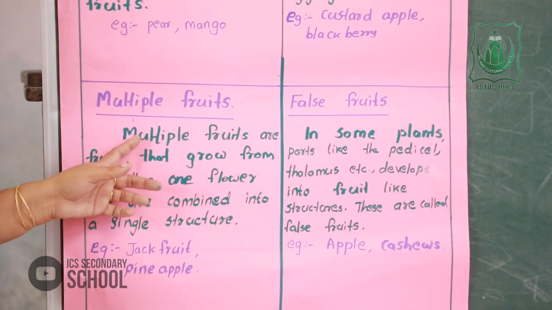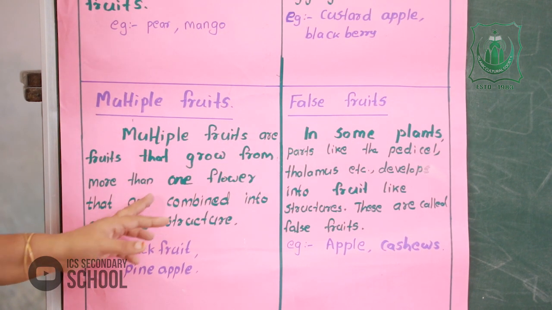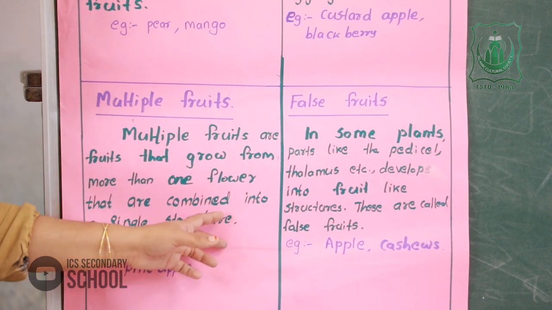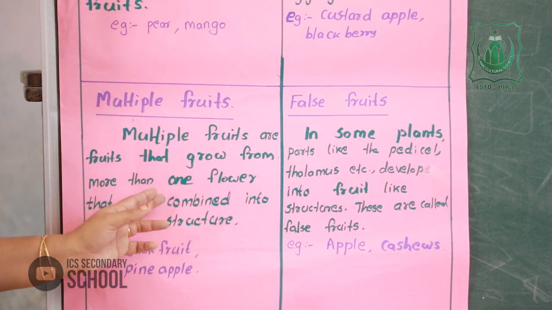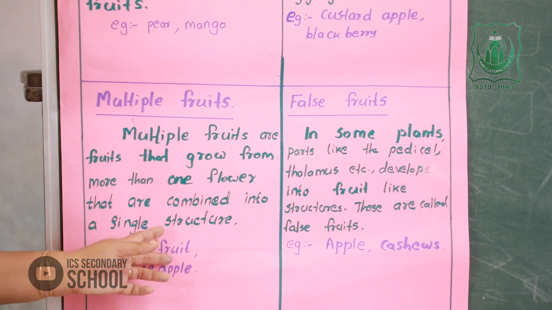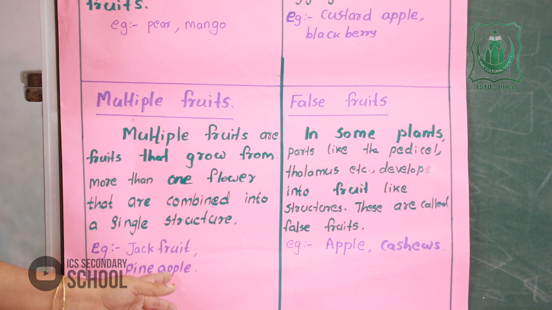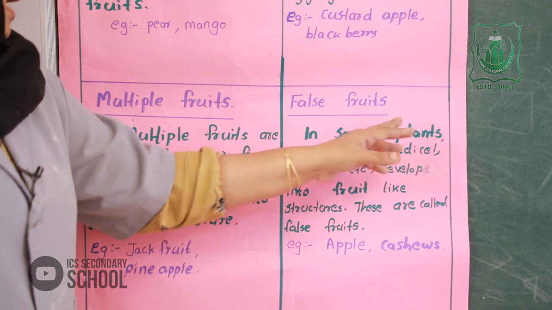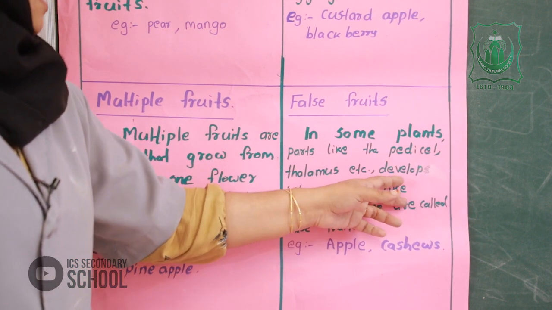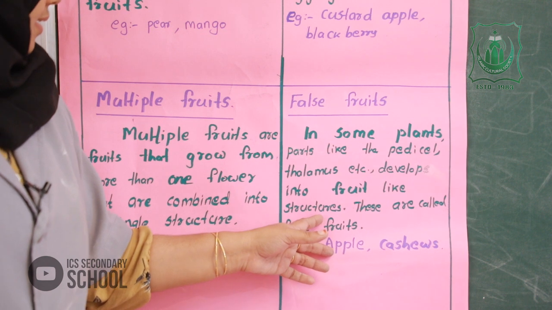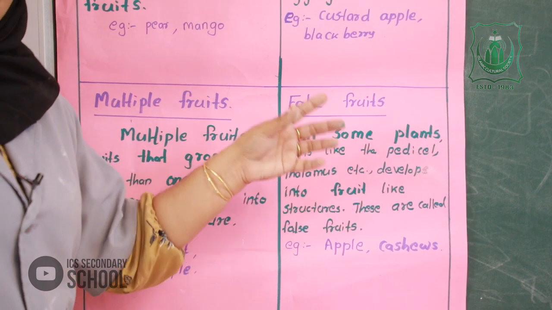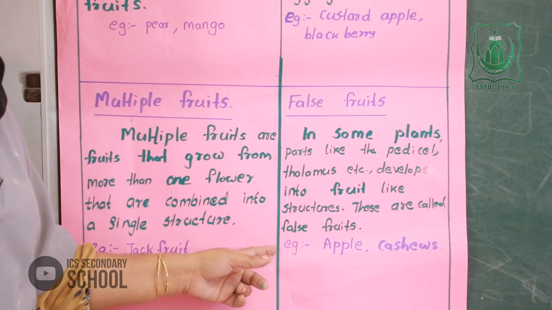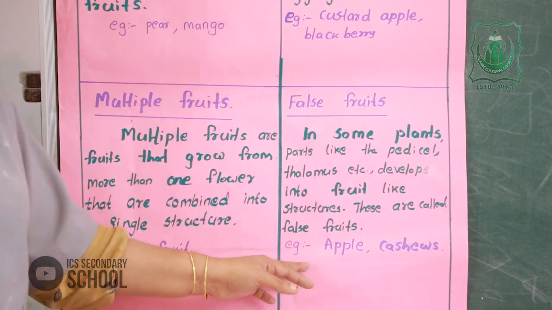Then multiple fruits. Multiple fruits are fruits that grow from more than one flower that are combined into a single structure. What are the examples? Jackfruit, pineapple, etc. Then false fruit. In some plants, parts like the pedicel, thalamus, etc. develop into fruit-like structures. These are called false fruits.